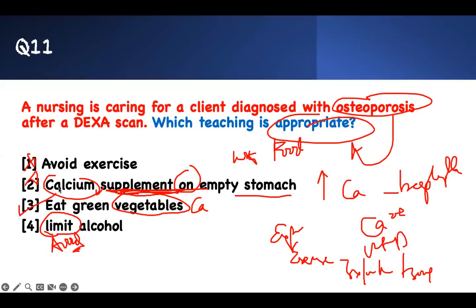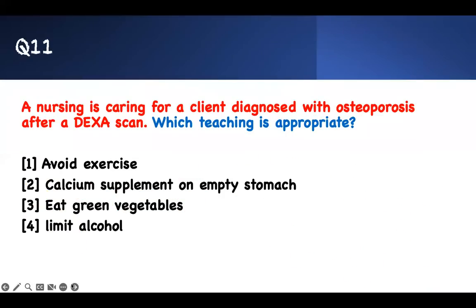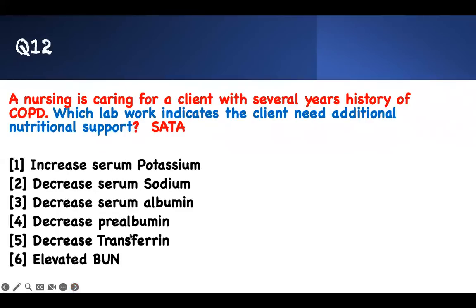There's a lot of calcium in it. Fresh, green leafy vegetables, a high source of calcium. So that's number 11. Number 12. Select and apply. Same thing, right? A bunch of select and apply questions. Which lab work indicates the client needs additional nutritional support? So need, and we're looking for additional.